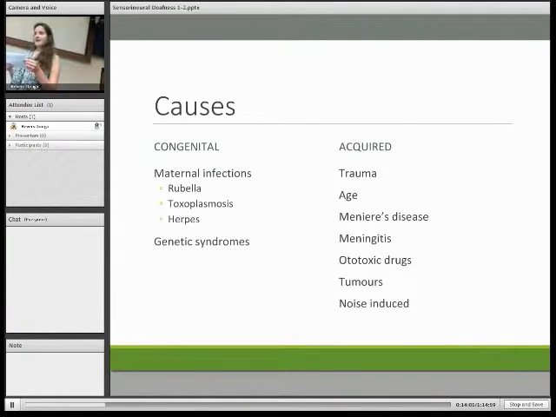Okay, so some of the main acquired causes are trauma, age, Meniere's disease, meningitis, ototoxic drugs, tumours, or excessive exposure to loud noise. With age, it's actually called presbycusis, that's the proper name for the sensorineural hearing loss that comes in association with old age. There are some infections as well, such as measles, syphilis and mumps. And with the ototoxic drugs, you've got aminoglycosides, like gentamicin, and loop diuretics as well.